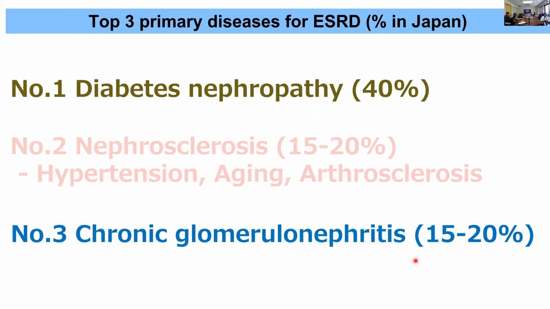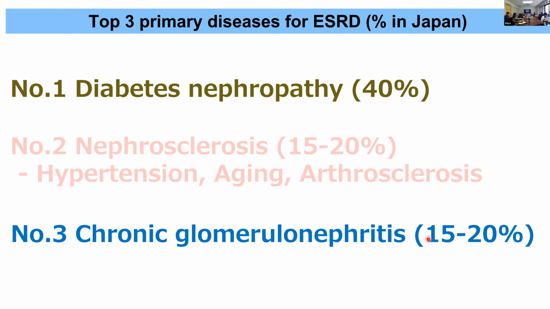So here are the top 3 primary diseases for end-stage renal failure. Number 1 is diabetic nephropathy, which accounts for about 40% of the cases. Diabetes is the number 1 cause of ESRD almost all over the world. Number 2 is nephrosclerosis. This disease is caused by complex factors such as hypertension, aging, and atherosclerosis.